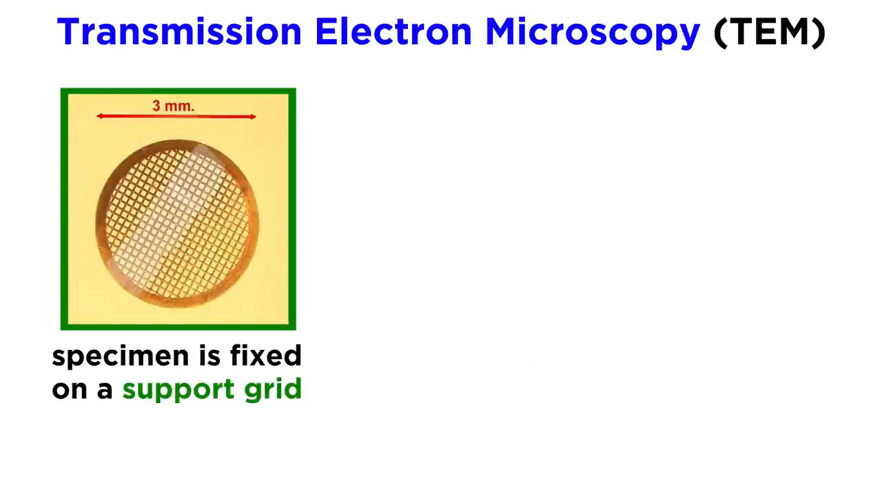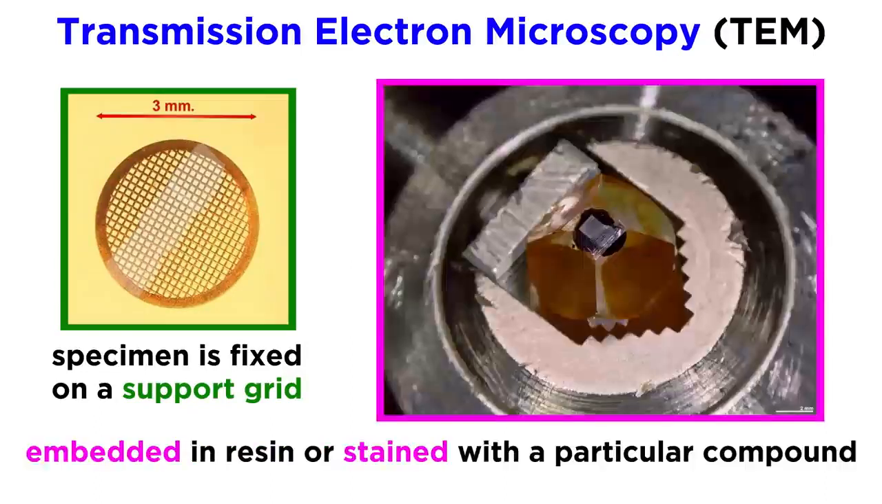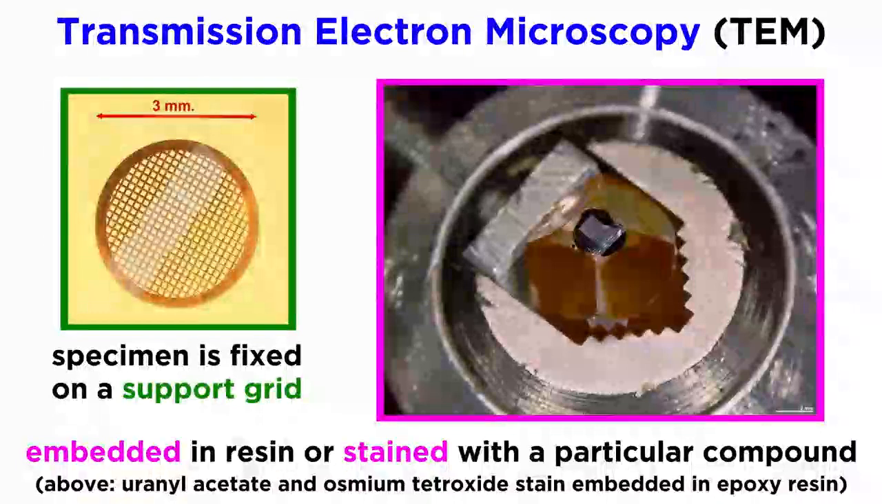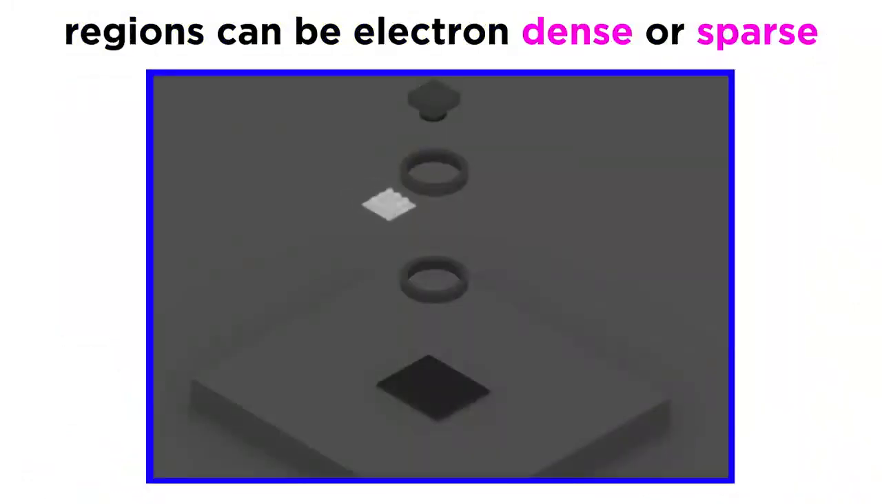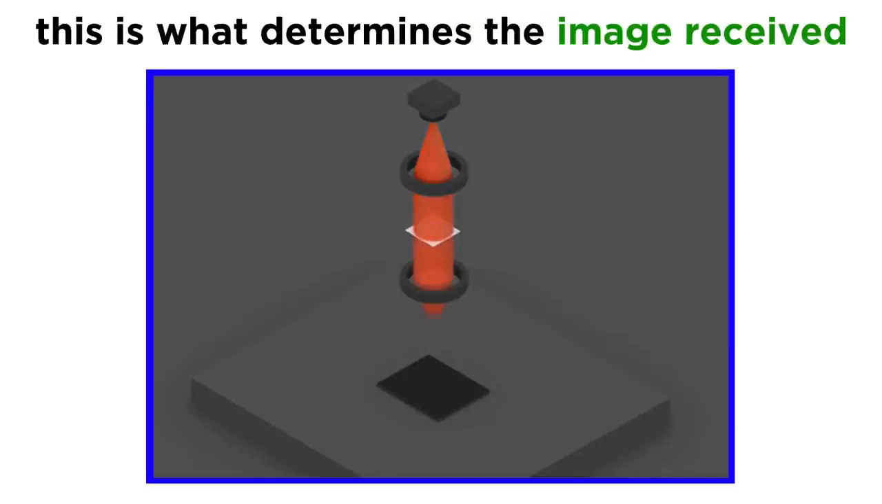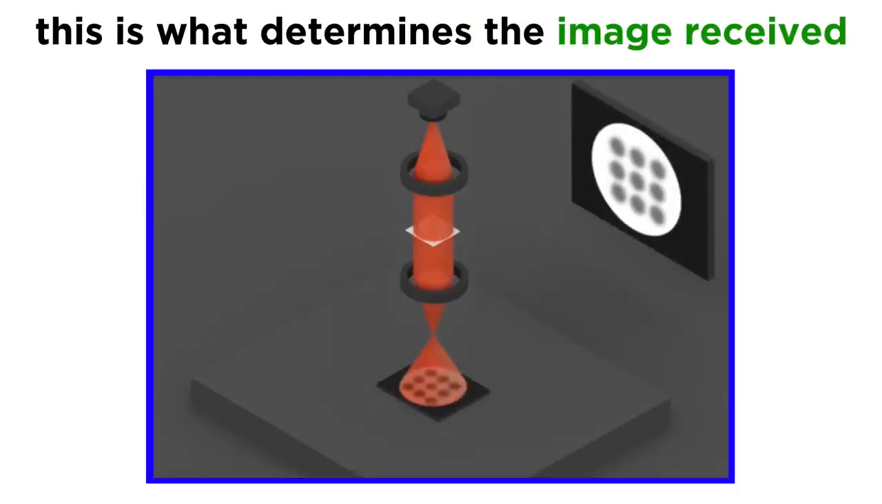One type of electron microscopy is called transmission electron microscopy, or TEM. For TEM, specimens are fixed on a support grid and either embedded in resin or stained with a material like uranyl acetate or compounds of heavy metals like osmium tetroxide. Certain structures within the specimen will take up more of the stain than other parts of the specimen, and those sections are called electron-dense regions. When electrons pass through electron-dense regions, they lose more energy compared to when they pass through sparser regions. This phenomenon is used by TEM to visualize the specimen at high levels of resolution and magnification.